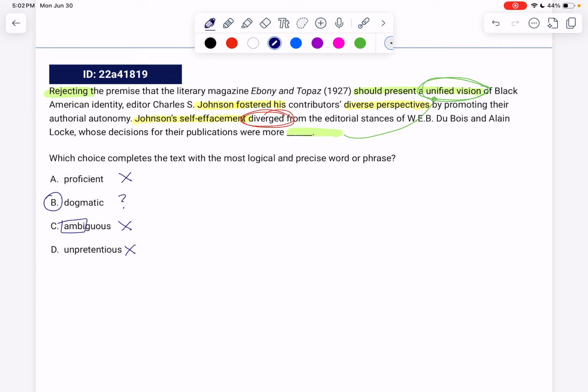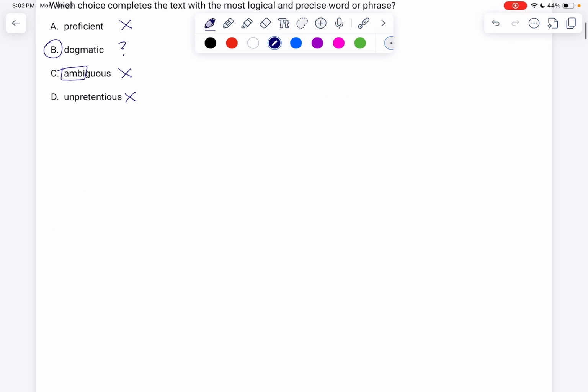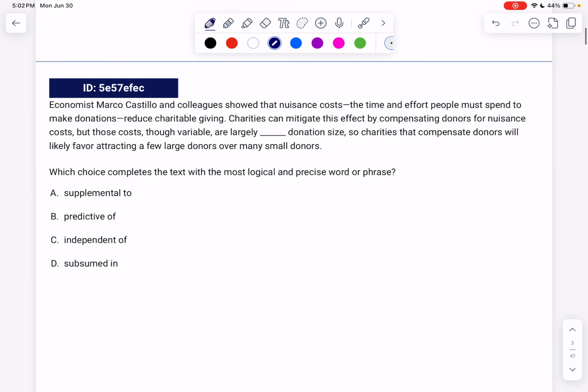Yeah. So again, the idea that he's open to lots of different perspectives, that would definitely contradict something that's being put forth as just one solid opinion. Very good. We got that one. Let's take a look at the next one.